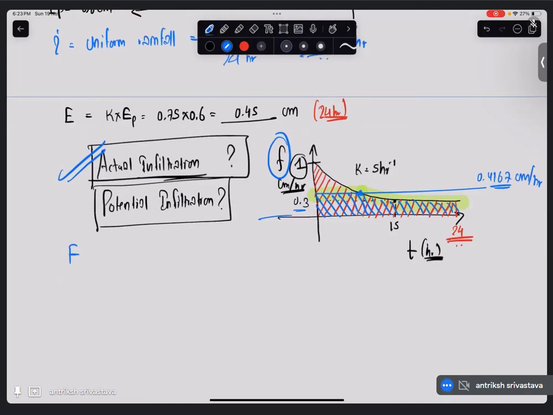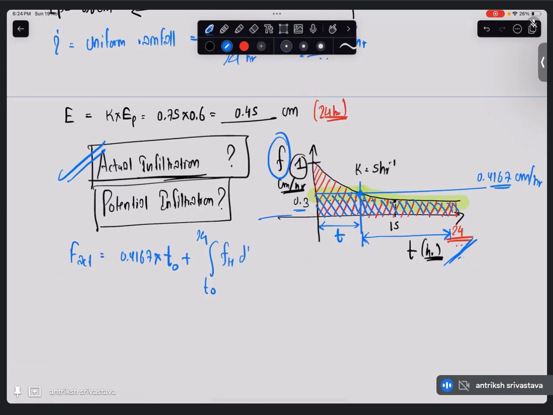Let's calculate the actual infiltration now. We call that F actual. So it will be first this rectangle, that is 0.4167 into some time, plus this particular area, which is the area under the normal curve. So this will be the integral from T naught to our end time, that is 24, of the infiltration rate from Horton, f_H, dt. This is the area under this portion. But to get to that point, we first need this T naught. Let's calculate the T naught. How can we identify this T naught? Can anyone tell me?